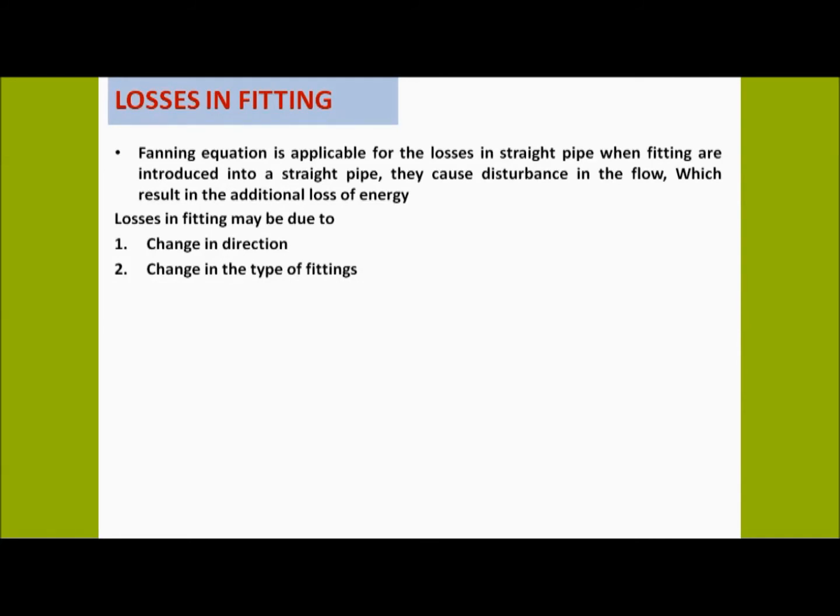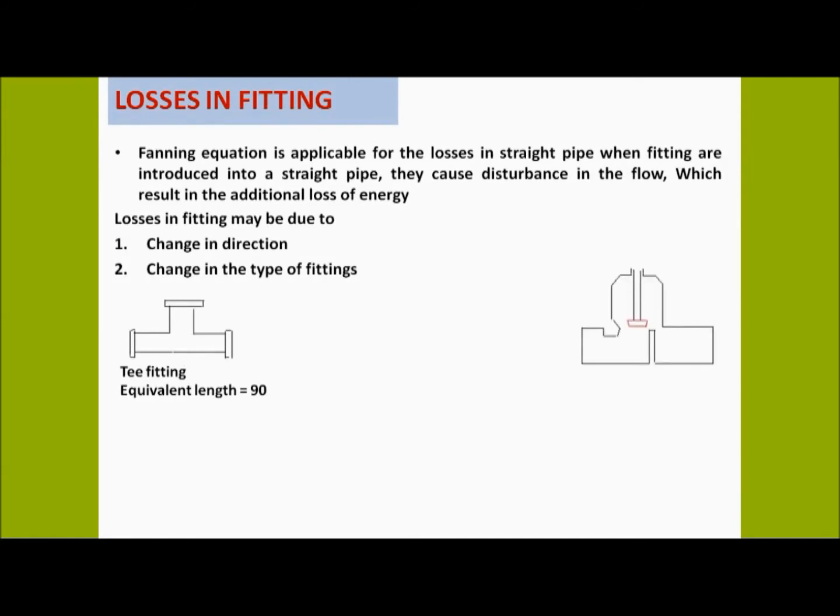Moreover, there is the change in the type of fitting. This is a very simple fitting which you can observe in our household pipes and fittings, even in our institute. This type of fitting is known as a T fitting, and its equivalent length is 90 cm. Now this is known as a globe valve, whose equivalent length is 300.